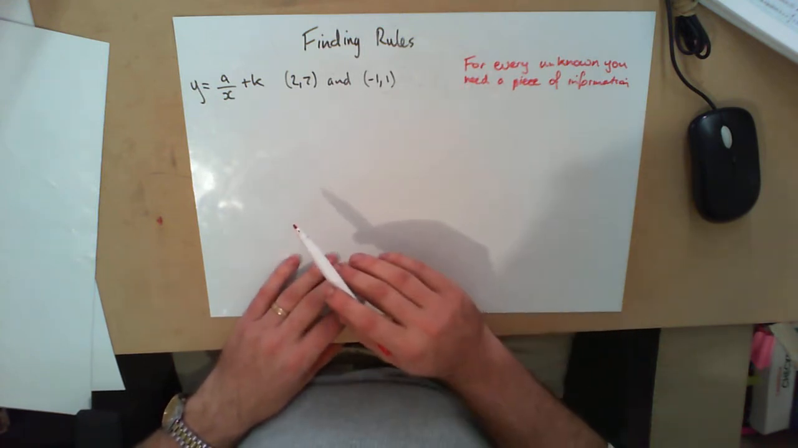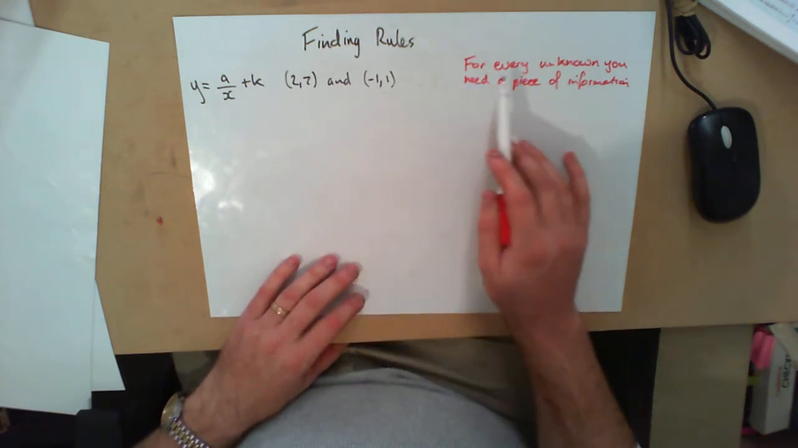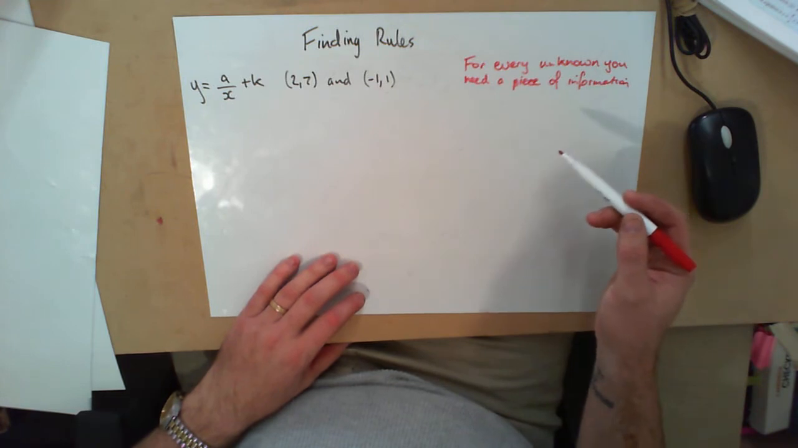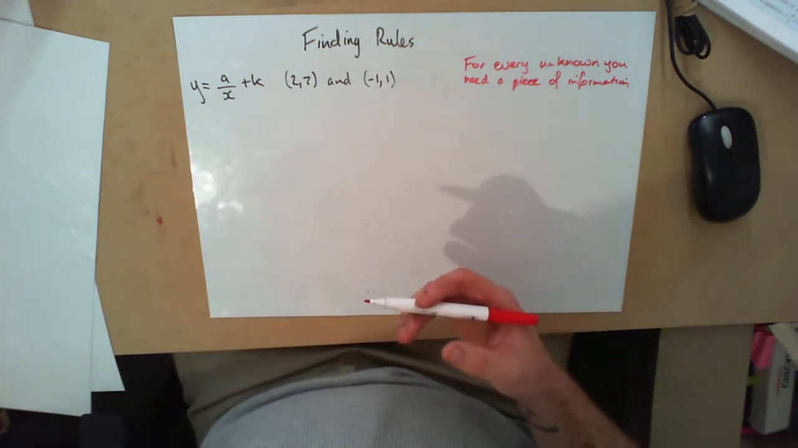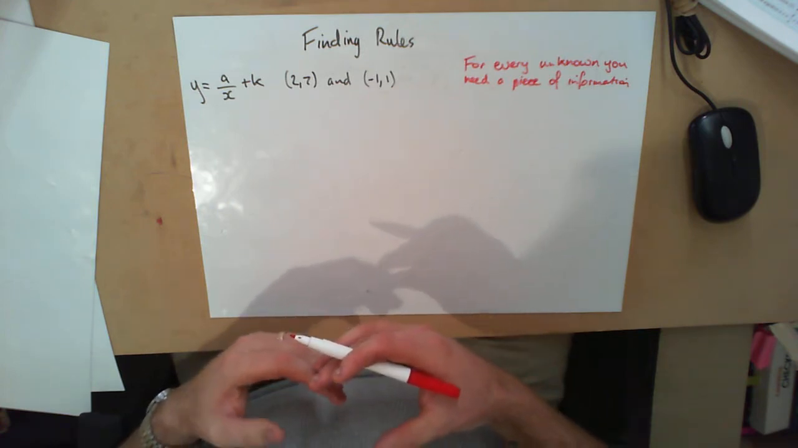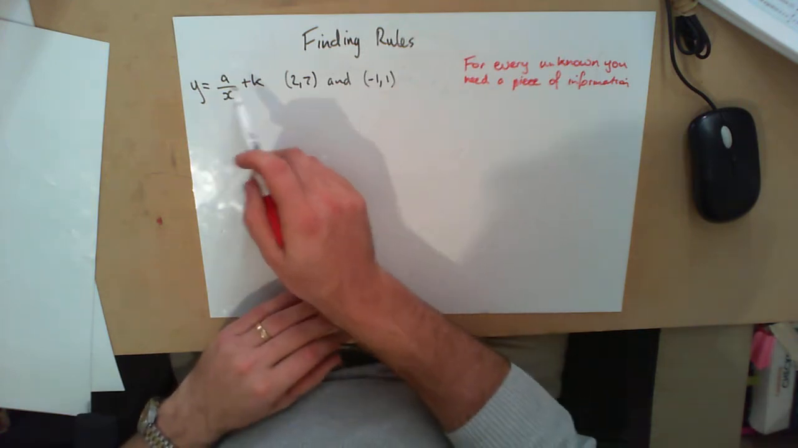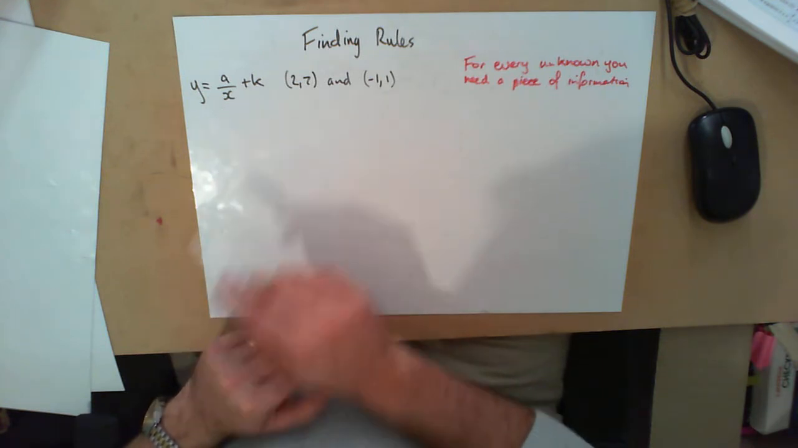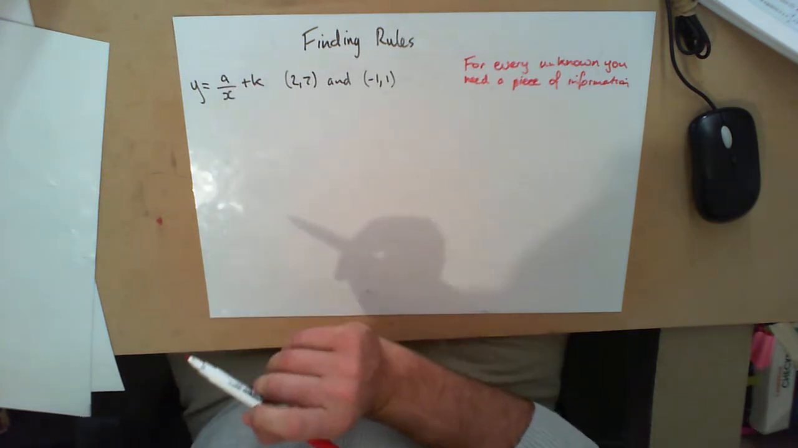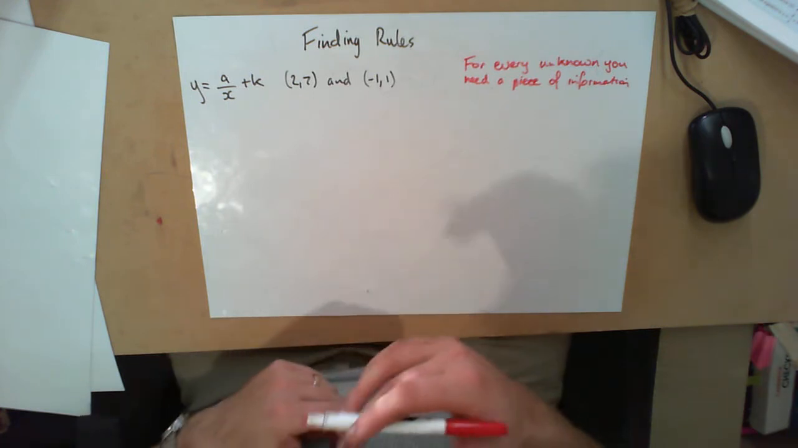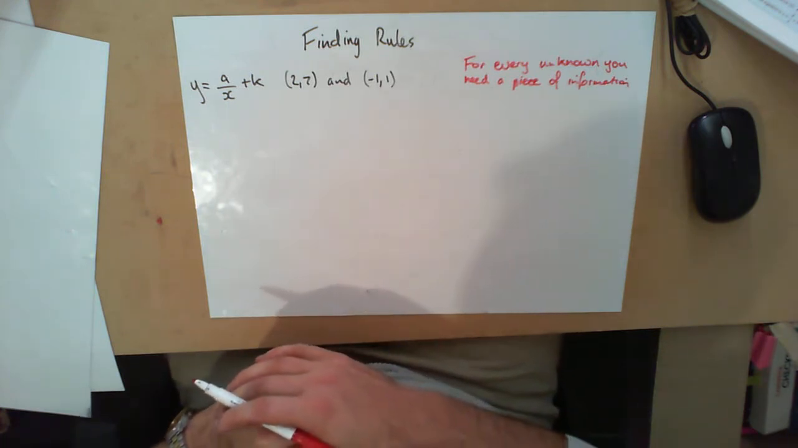So the main thing that we need to remember is that for every unknown you need a piece of information, okay? So what we're going to be given in these questions is a general form for our equation. In this case we've got a hyperbola, but we're going to have these constants in here. In this case a and k, and we're going to be given some other information and asked to find those values of a and k.